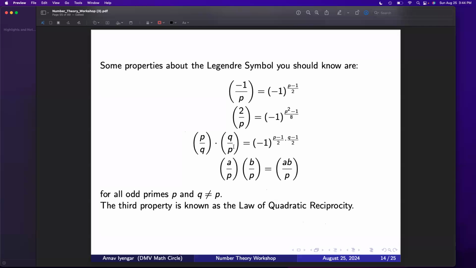So the law of quadratic reciprocity is the third one. This is just where you can relate the symbol p over q and q over p, depending on what q and p are mod 4. So if q and p are both 3 mod 4, then they're going to be opposites of each other. And otherwise, p over q is going to be the same as q over p. So basically, that's when either of them is 1 mod 4. And they have to be distinct.